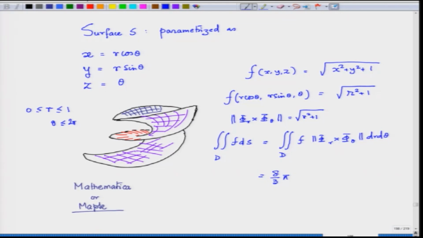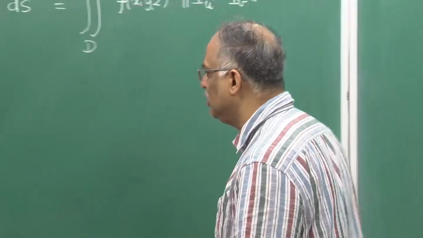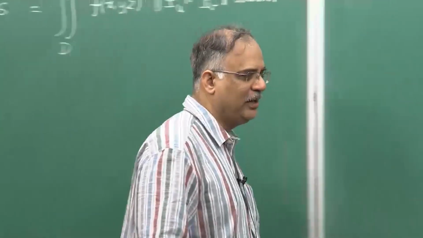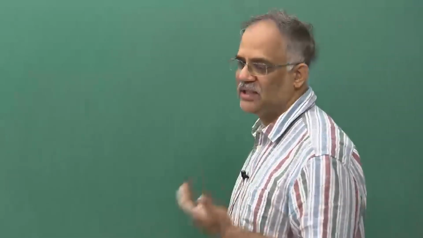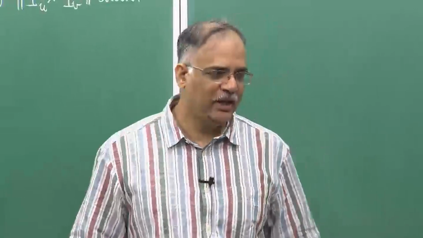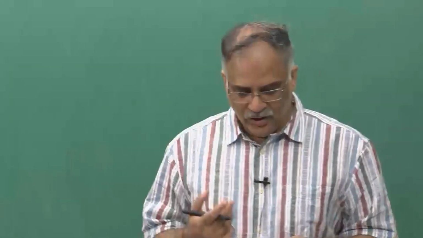It is quite amazing that such a complex looking object, as you move theta from 0 to 2 pi, this is the whole thing that it will give. Such a complex looking object would have such a simple looking answer. 8/3 pi is irrational. But such a complex looking object would have such a simple looking expression for the area, and that is the beauty of mathematics, and that is the power, that you can really understand such complex shapes using mathematics.